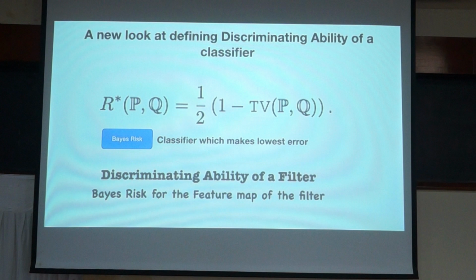For those of you who have taken a course in pattern recognition, the Bayes error is the first thing taught. The Bayes classifier is the one which can best distinguish between two distributions, between two classes, let's say. So no classifier can beat this error rate. So that is a relationship. The R star is the Bayes error rate with TV distance, right?